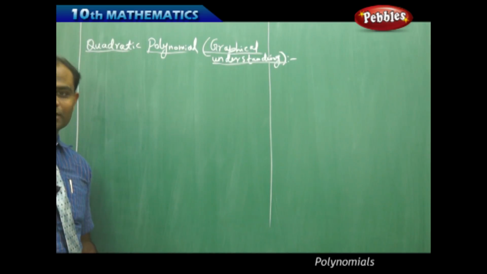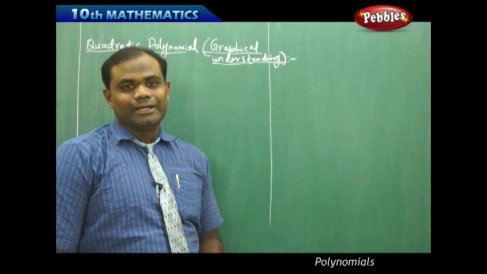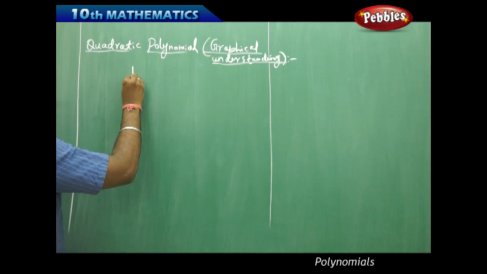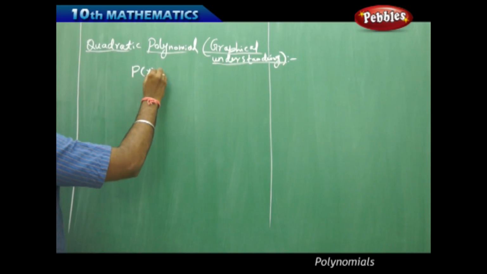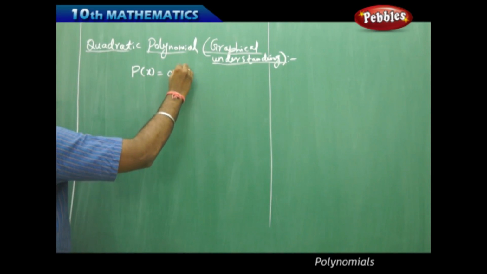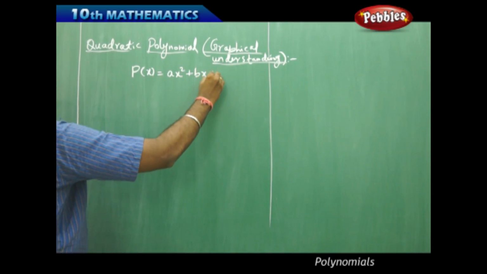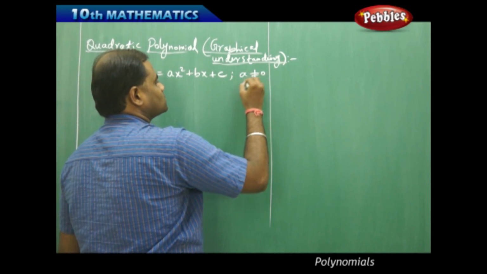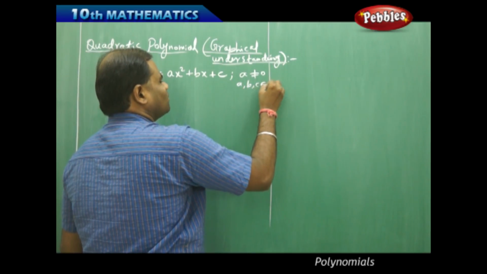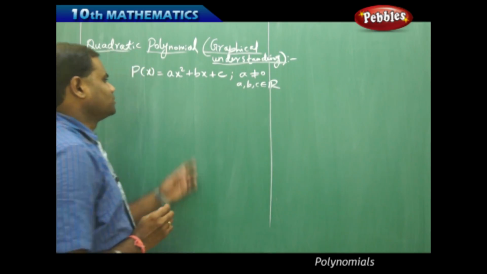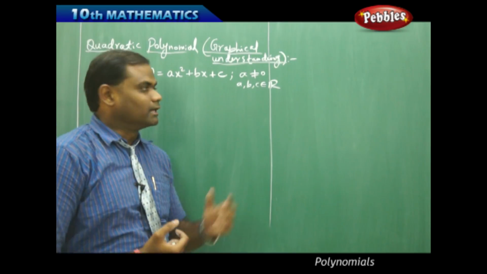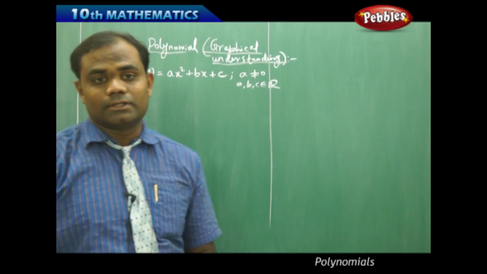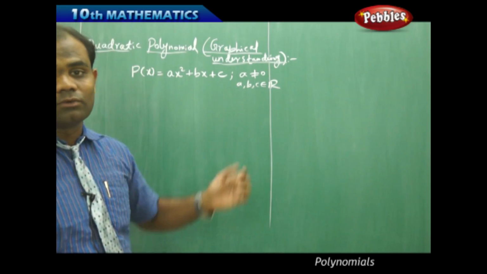Now coming to the graphical understanding of a quadratic polynomial, let's take a quadratic polynomial. We all know that a quadratic polynomial is generally denoted in general form as ax squared plus bx plus c, where the condition is that a is not equal to 0 and a, b, c are all real numbers. This is how I understand the graphical understanding, starting with general form.